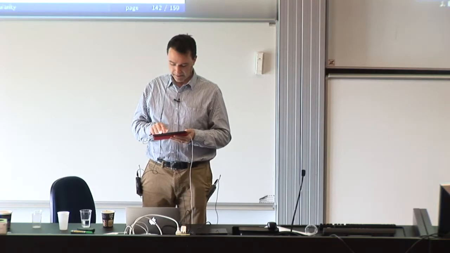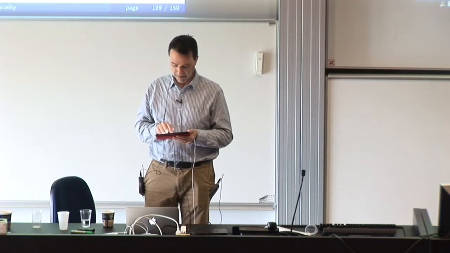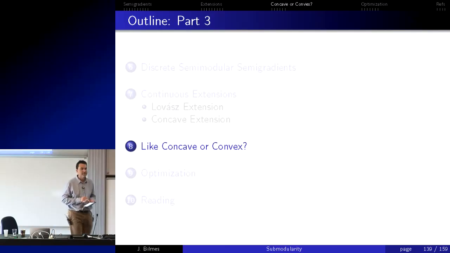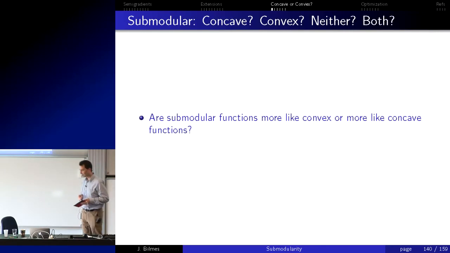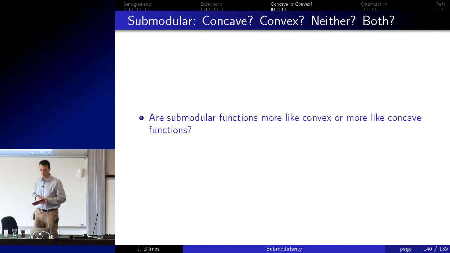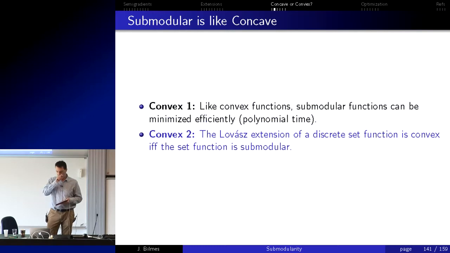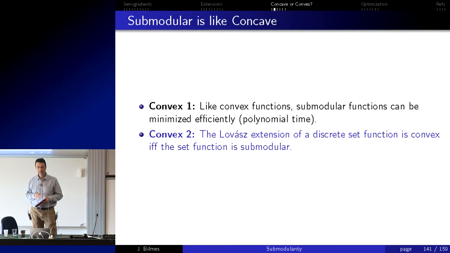What I wanted to talk a little bit about was something that comes up a lot: are submodular functions more like concave functions or more like convex functions? So I thought that maybe we'll do a little bit of comparison. They're like convex functions because submodular functions can be minimized efficiently, in polynomial time. They're also like convex functions because the Lovász extension is convex if and only if the function is submodular.